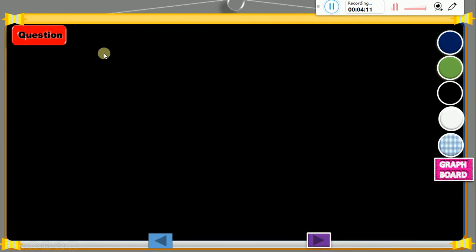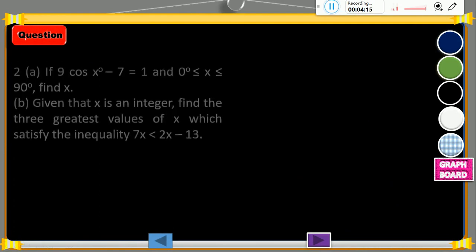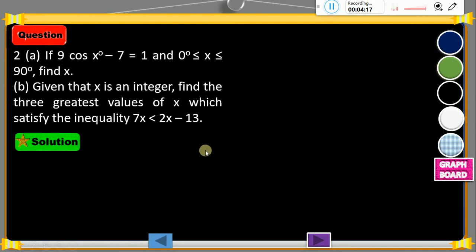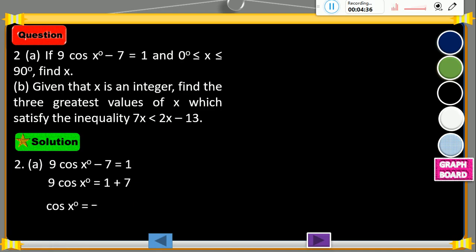Then question number 2. 2a is on trigonometry. So we have 9 cos x minus 7 is equal to 1. 9 cos x is equal to 1 plus 7, which is 8. Therefore, cos x is equal to 8 over 9.